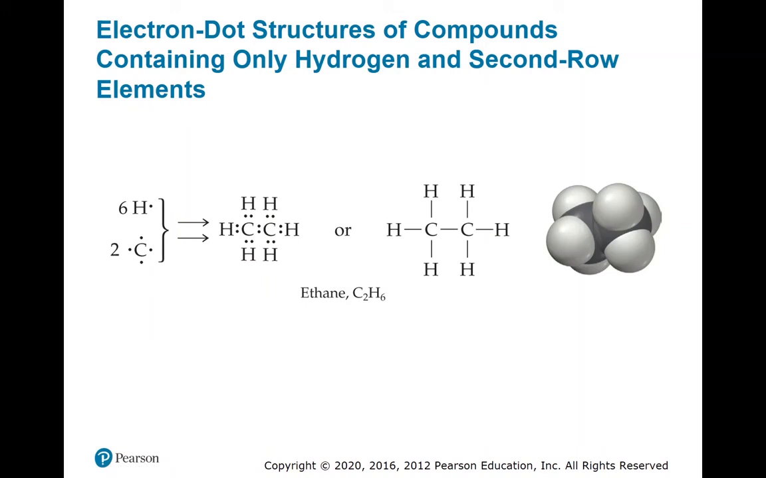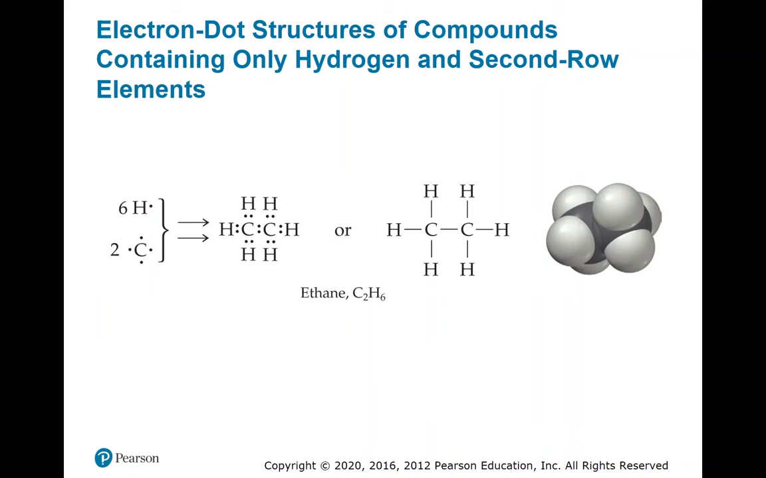Okay, so the next thing I want to address real quick is the notion of drawing electron-dot structures of compounds containing only hydrogen and second row elements, so stuff like carbon, nitrogen, and oxygen. This is important because most of organic chemistry, if you've come across that term or if you'll actually be taking that class, revolves around compounds that largely consist of carbon, hydrogen, and other elements, most of which are in row 2.